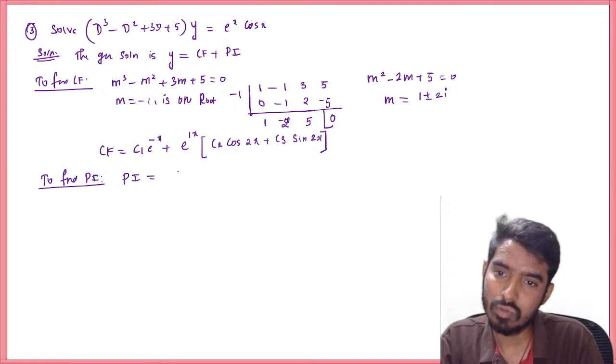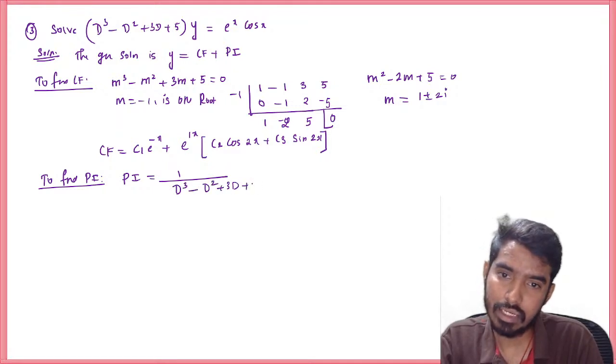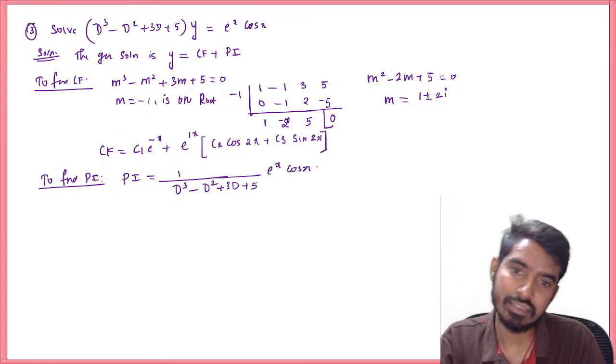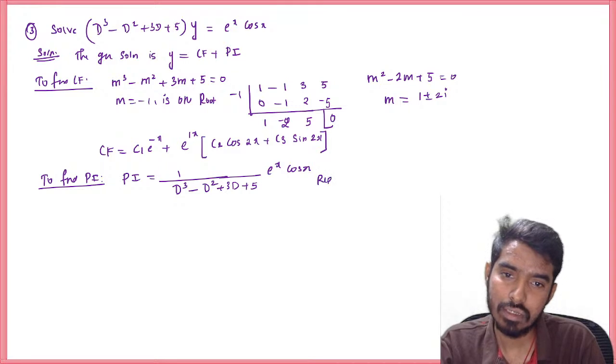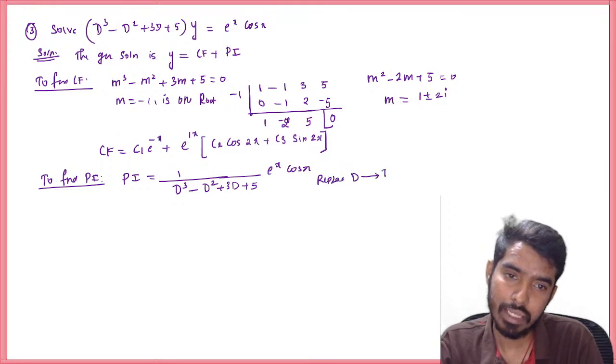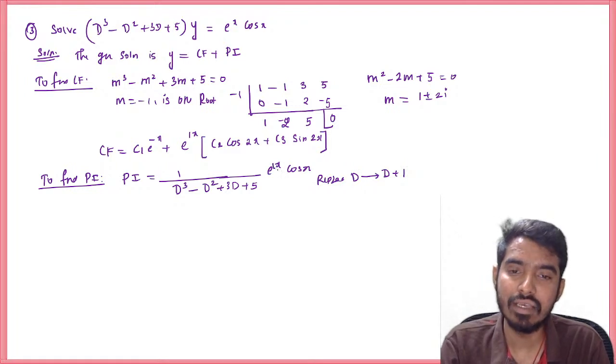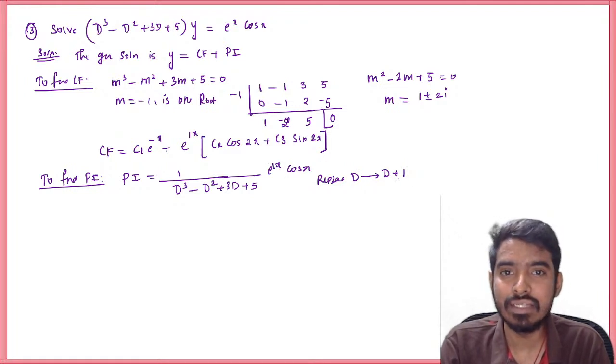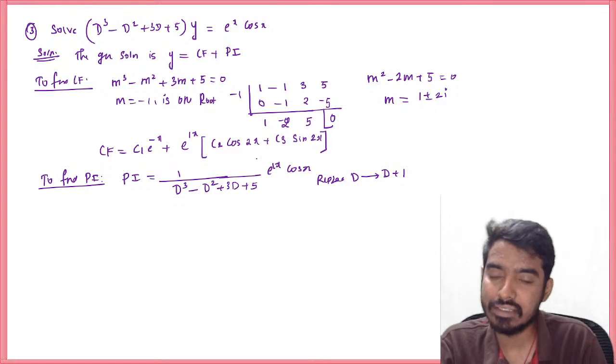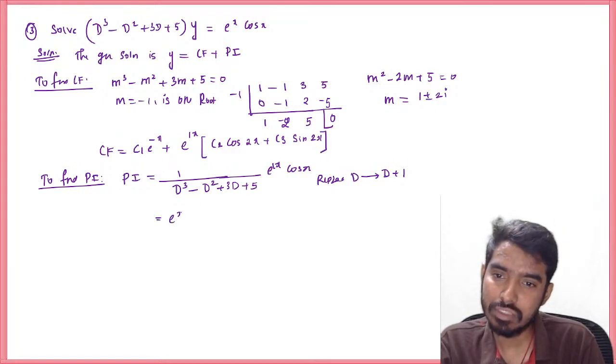So the particular integral is 1 divided by d cube minus d square plus 3d plus 5, acting on e power x cos x, right? What e power ax does is replace d by d plus a, which is d plus 1 here. If we had e power minus x, it would mean replace d by d minus 1, but we have 1x. So if we replace that, this work is completed now.